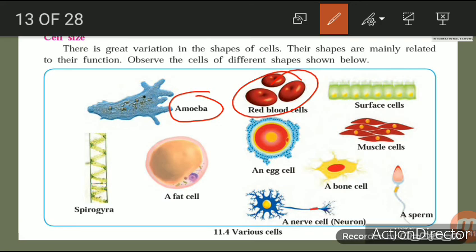So each cell has the basic structure and function, the basic shape, basic structure. Now shape and structure is different, don't get confused, and cells have different functions. So there is great variation in the shape of cells.